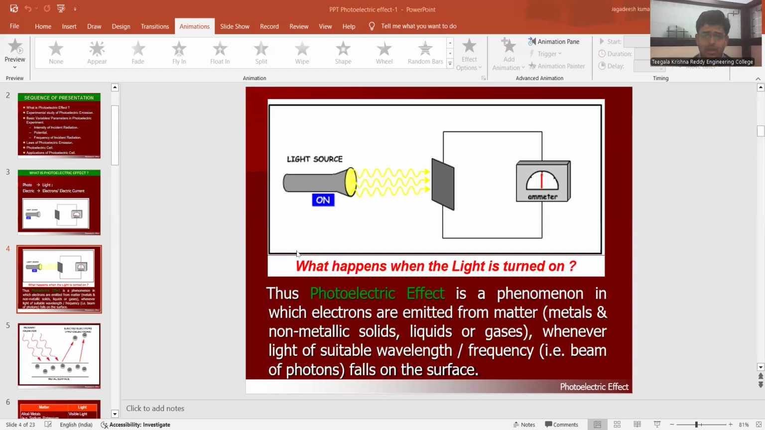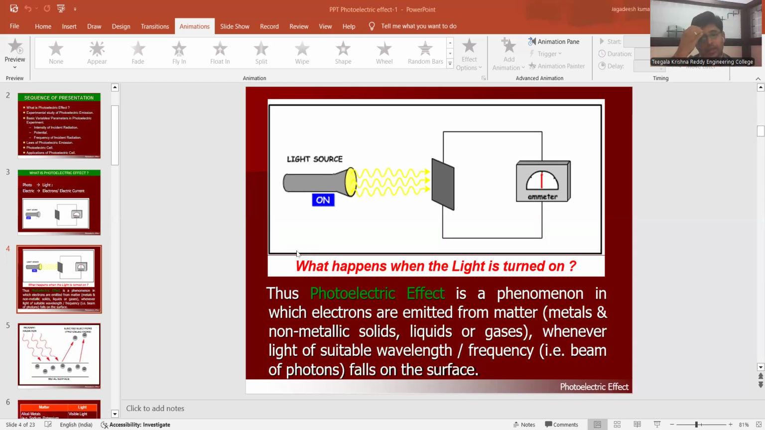When electrons are emitted from matter whenever light of suitable wavelength or frequency falls on the surface, that is the definition of the photoelectric effect. The photoelectric effect is a phenomenon in which electrons are emitted from matter whenever light of suitable wavelength or frequency falls on the surface. Here we take the matter as metals, non-metals, or others.